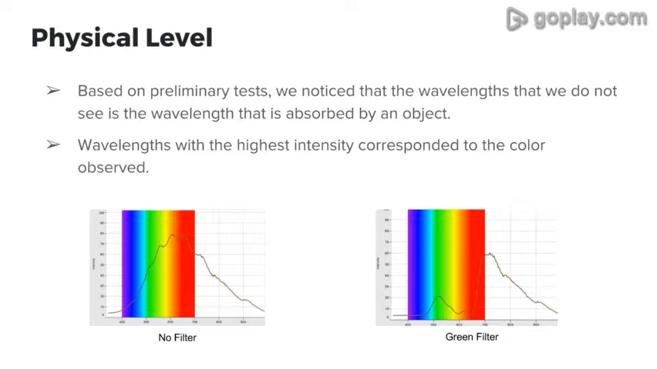Wavelengths with the highest intensity correspond to the color observed. We can also see this in the graphs below. The wavelengths for green had the highest peak when the green filter was used. This was consistent with other colored filters that we used.